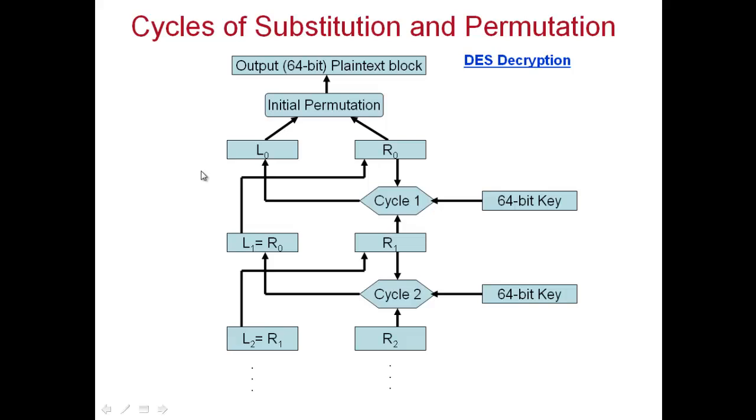Now L0 and R0 are put together, go through the initial permutation, and what you get out is the 64-bit plaintext block.